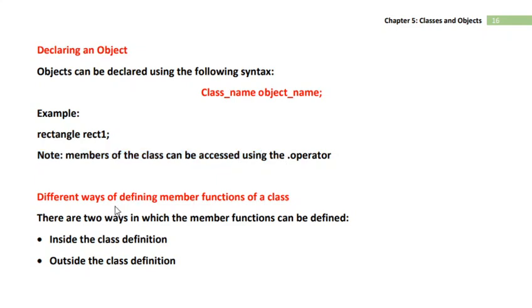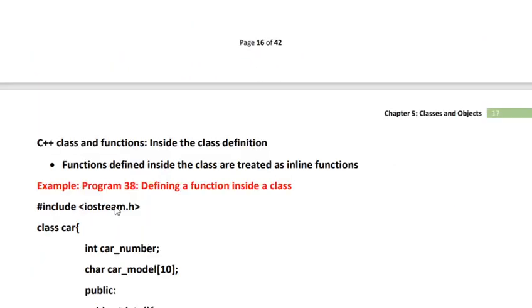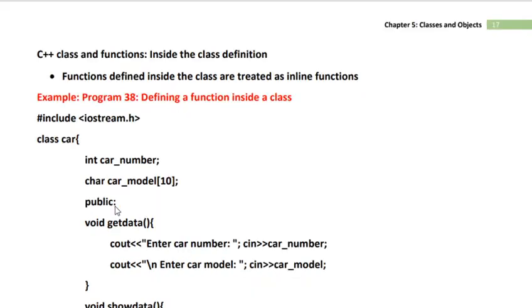Now let us try to understand different ways in which we can define the member functions belonging to a particular class. There are two ways in which we can define member functions belonging to a class. The first is you can define the function inside the class definition itself, or you can define it outside the class definition. Let us first understand defining the member function inside the class definition.